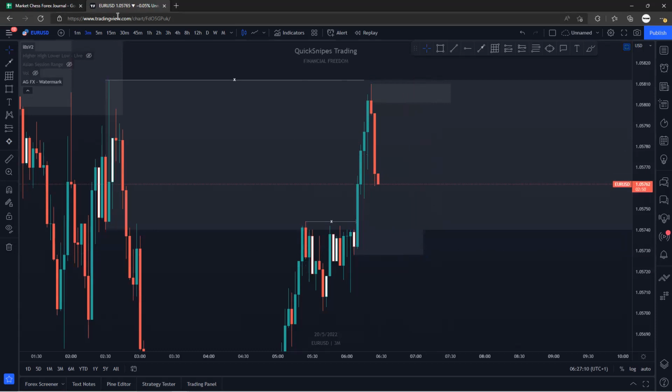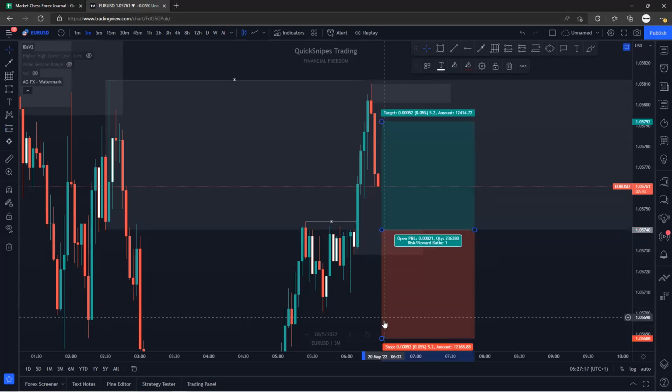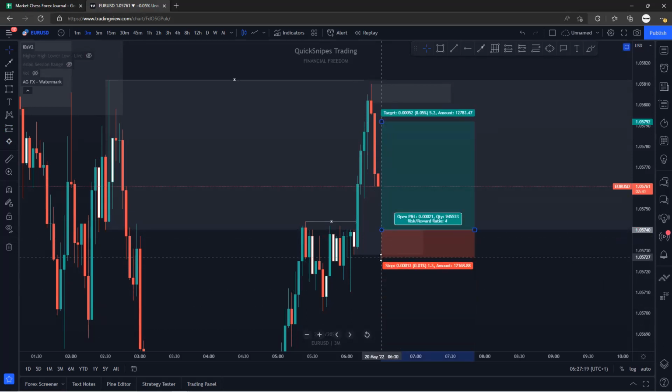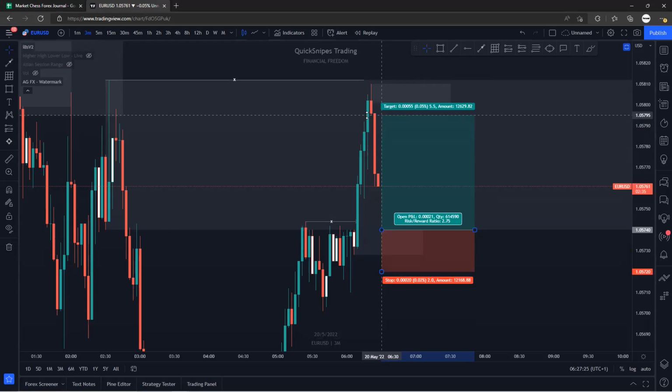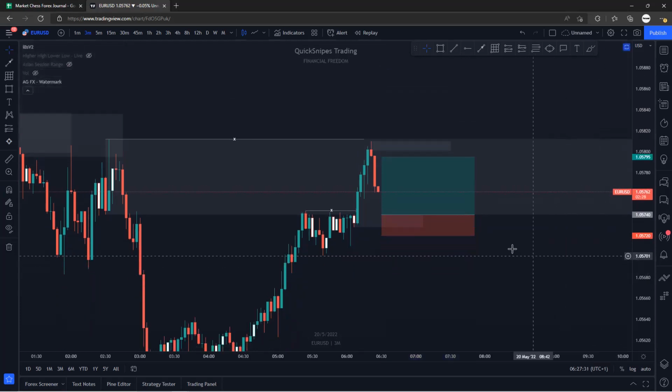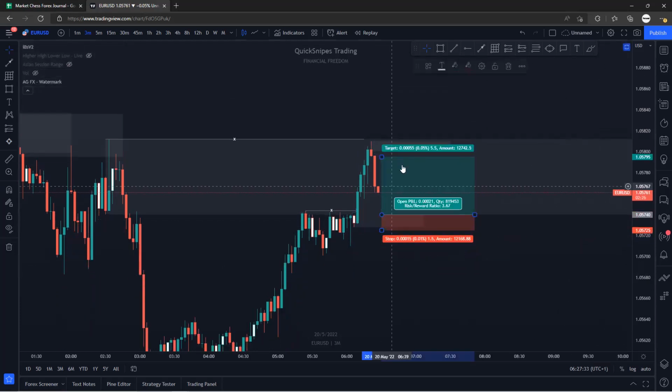So if you ask me, I'd be looking to buy around that. Yeah, a 2-pip stop is minimum. Target would be around this high. It would be a low risk to reward only because you can't make your stops too tight, otherwise liquidity spreads will take you out.